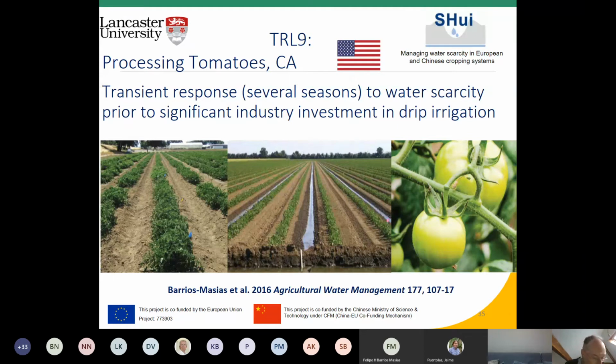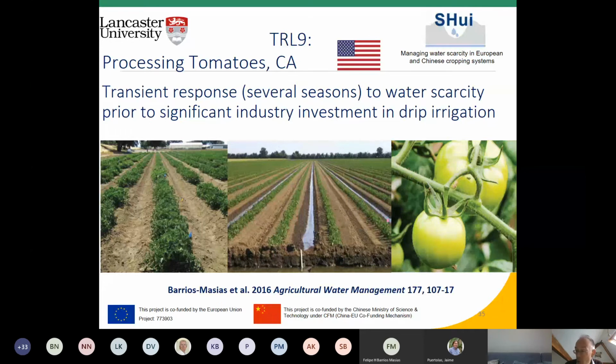I understand from talking to extension agents in California in more recent times that actually the bulk of the industry has now moved away from furrow irrigation to much more water use efficient drip irrigation, which is obviously great for the industry in terms of conserving a very scarce water resource in that part of the world.